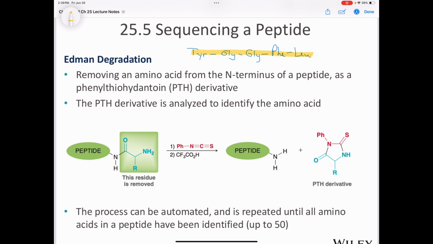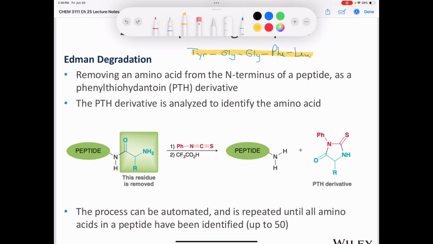And to perform an Edman degradation, a peptide is first treated with phenyl isothiocyanate followed by trifluoroacetic acid. These two reagents remove the amino acid residue at the N terminus and convert it into what's called a phenylthiohydantoin intermediate. So here's our peptide down here, okay? And you can see that it's turned around because the N terminus is on the right-hand side now, but this is just to illustrate it in a reaction.